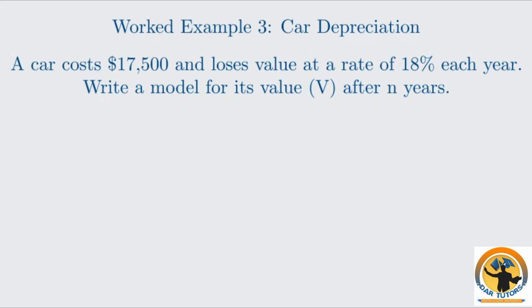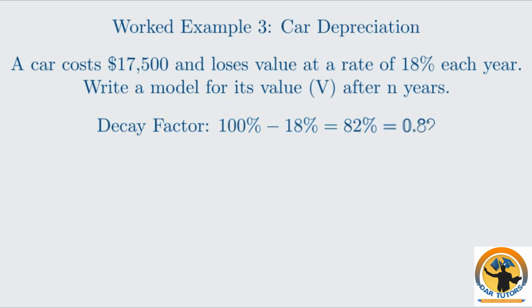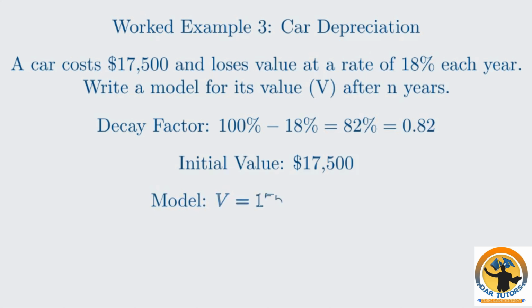When dealing with percentage changes, we need to convert them into a growth or decay factor. A loss of 18% means the car retains 100% minus 18%, which is 82% of its value each year. So our decay factor, A, is 0.82. The initial value of the car is $17,500. Using the simple form V equals K times A to the n, we can see that K is the initial value. Therefore, our model is V equals 17,500 times 0.82 to the power of n.